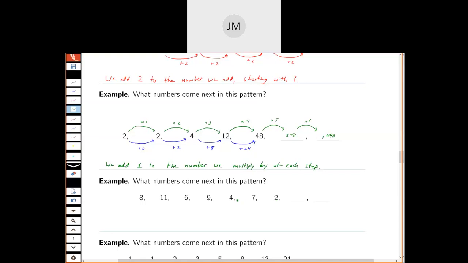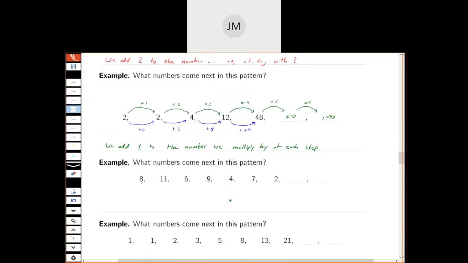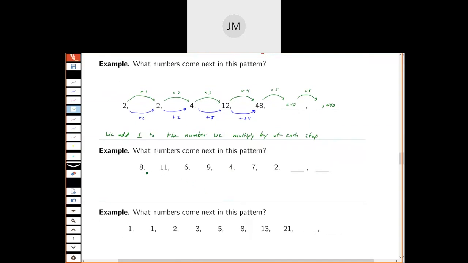Now let's look at this next pattern. To go from 8 to 11, I have to add 3. To go from 11 to 6, I don't add, I subtract 5. To go from 6 to 9, I add 3. To go from 9 down to 4, I subtract 5. To go from 4 to 7, I have to add 3. From 7 to 2, I subtract 5.